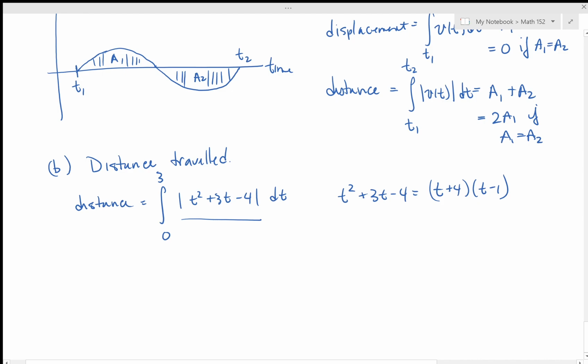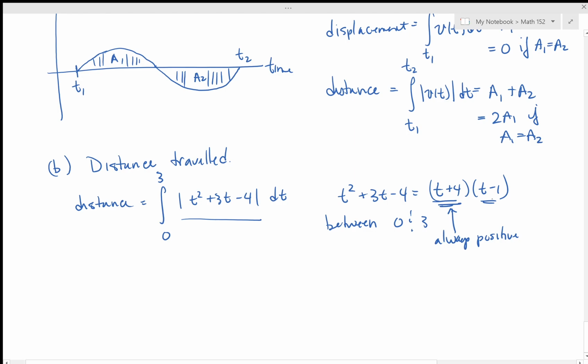And we are considering the interval between 0 and 3. So between 0 and 3, I'm looking at this term here. Now t goes from 0 to 3, so that thing's always positive. Okay, so it's this one that really matters, and that one is going to be negative when t is from 0 to 1.